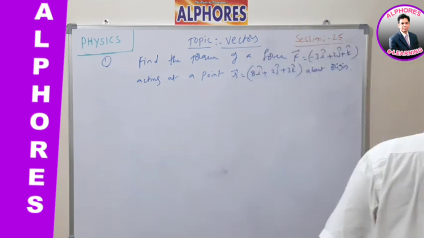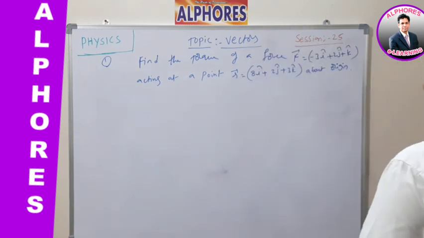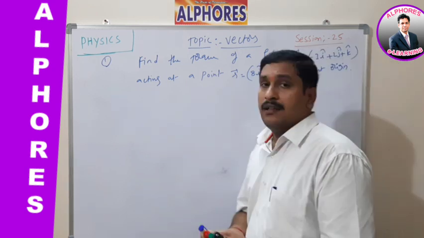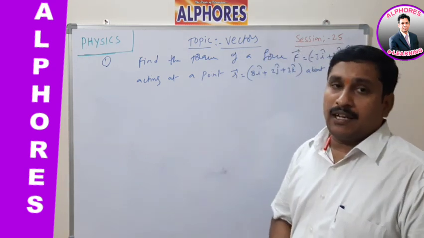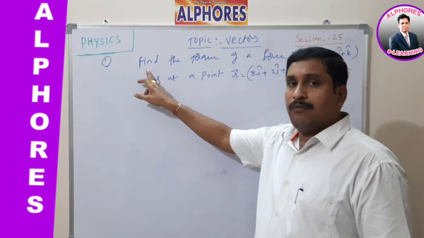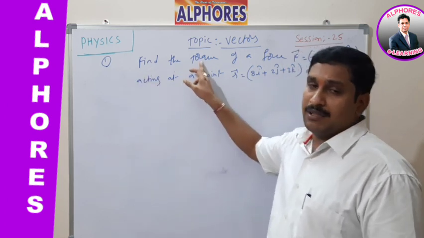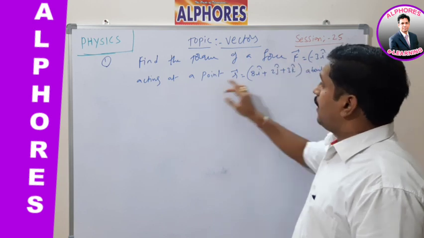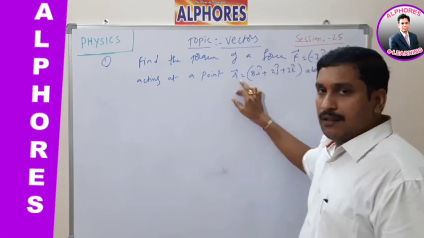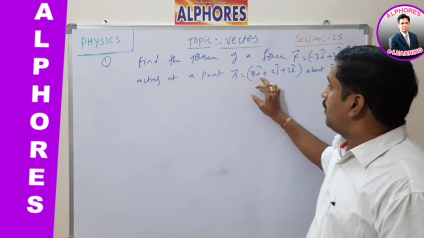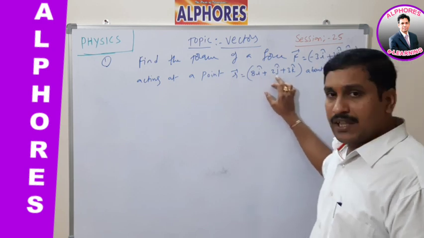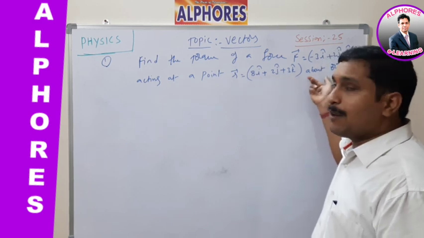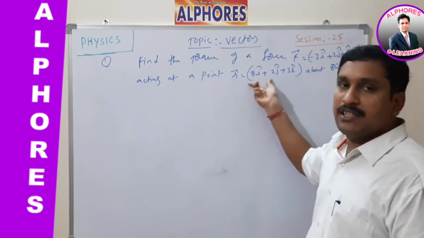Now this is the question I am giving. Listen carefully. According to the cross product, we have to find the torque. Torque is nothing but an example of the cross product. We are given the torque of a force vector acting at a point R bar equal to 8I cap plus 2J cap plus 3K cap, about the origin. This is the position vector I am giving.